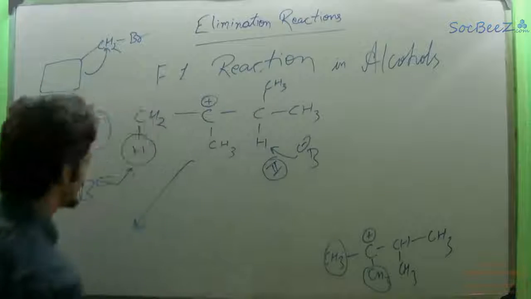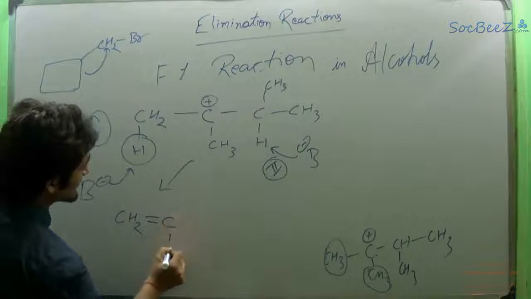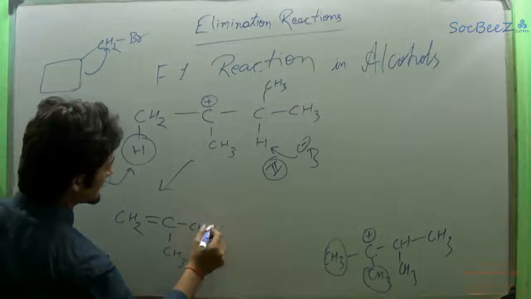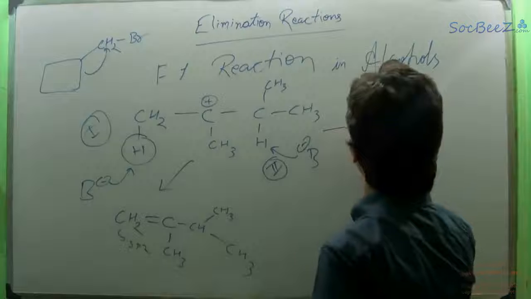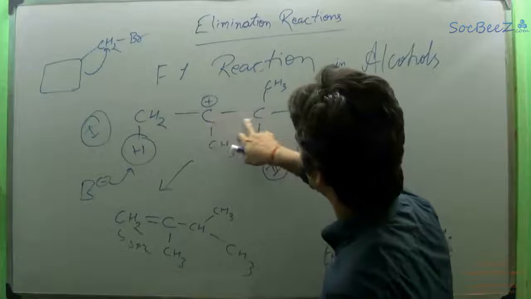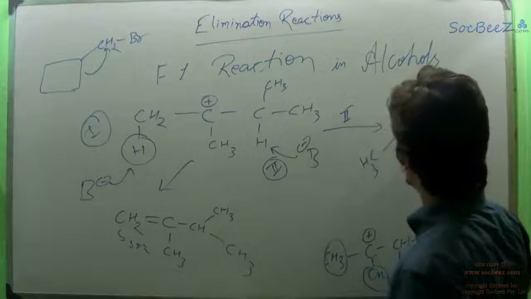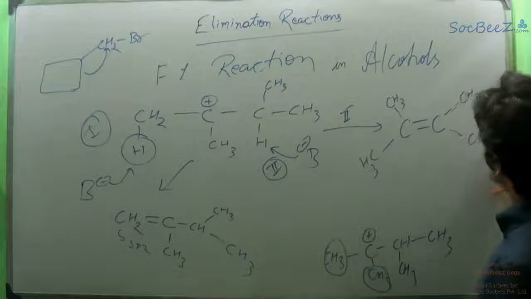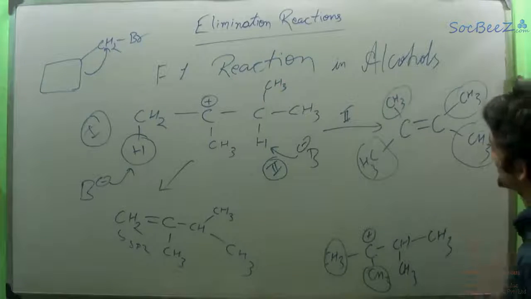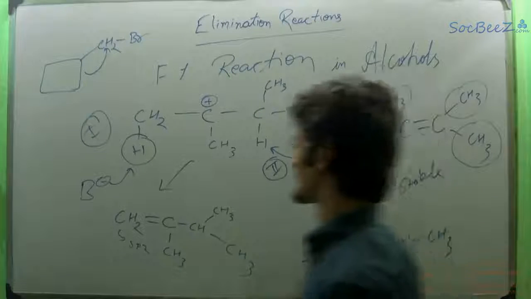The product 1 formed is, the double bond is between these two carbons, CH2, double bond, C, CH3, CH, again 2 CH3 groups. So this is the sp2 carbon. There are two hydrogens attached to it, while if product 2 is formed, there will be a double bond between this carbon and this carbon. This carbon has two alkyl groups attached to it, CH3, a double bond between this and this. This H is abstracted, so it left only, see, it has 1, 2, 3, 4 alkyl groups. It is a very stable product in comparison to that one. This is a Zaitsev product, this is a Hofmann product.